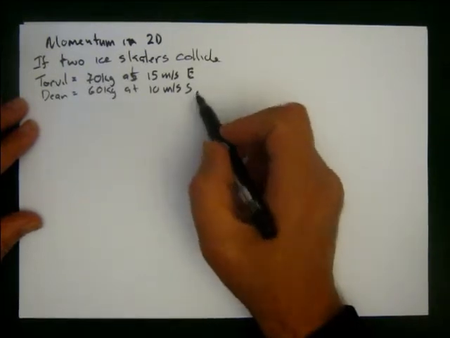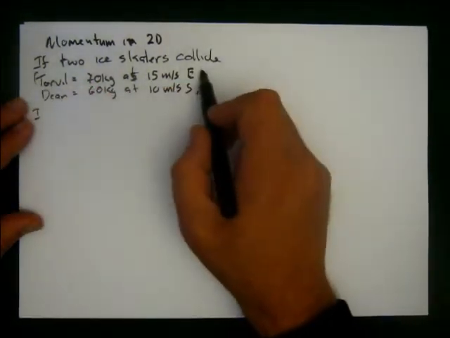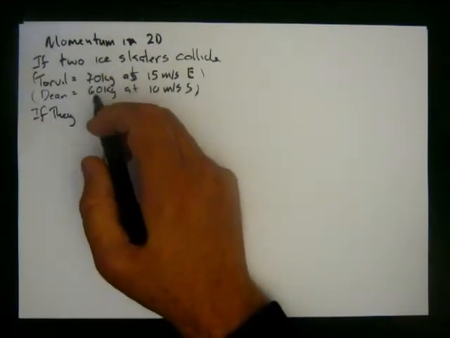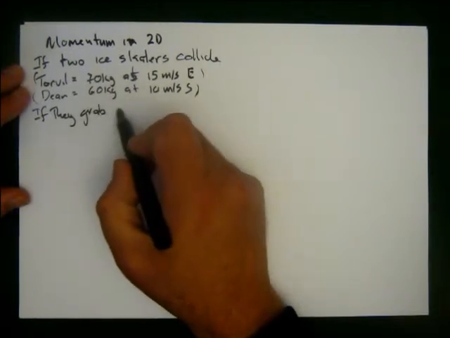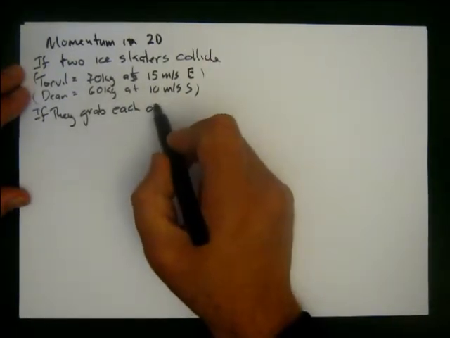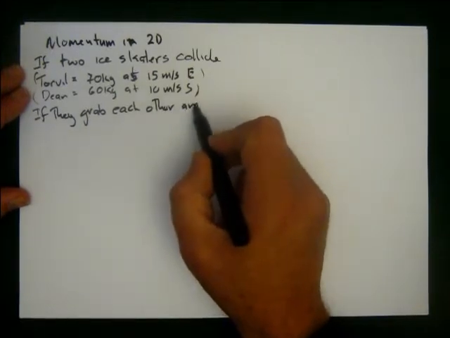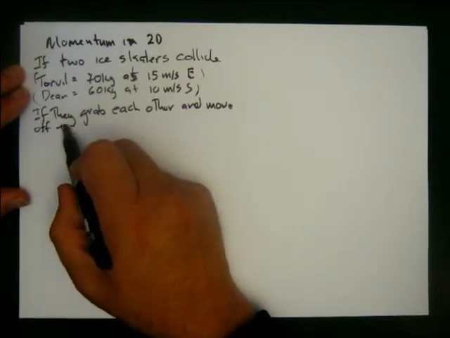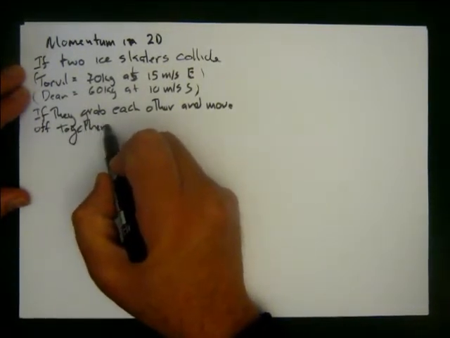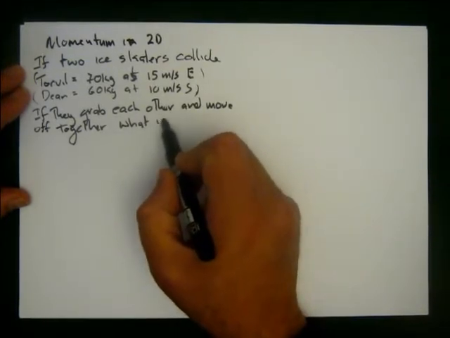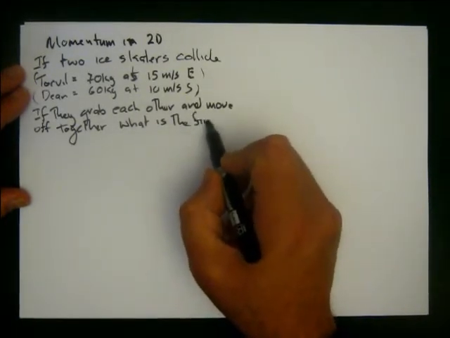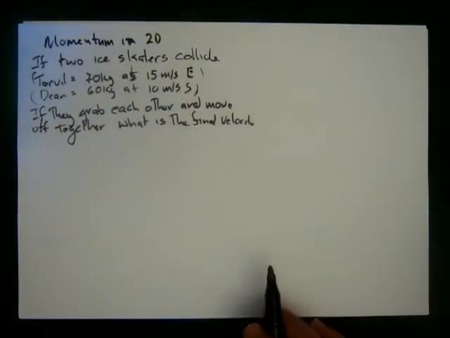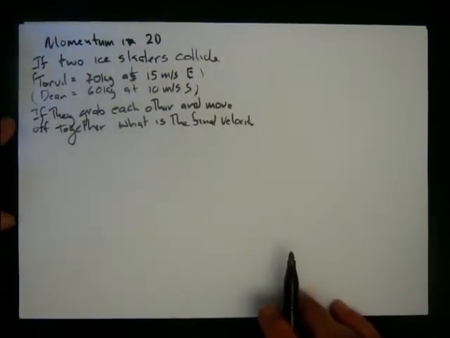If they stick together, if they grab each other, and move off together, well, some type of dance, move off together, what is their final velocity? Okay, so this is cool. Believe it or not, this is going to be a conservation of momentum problem.